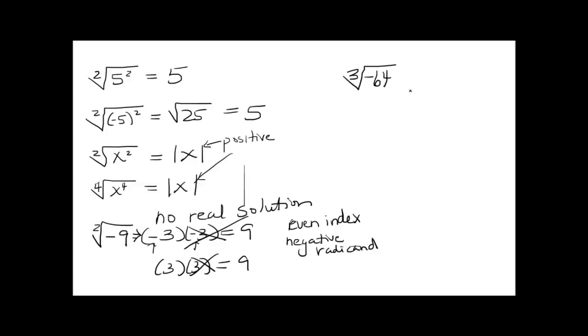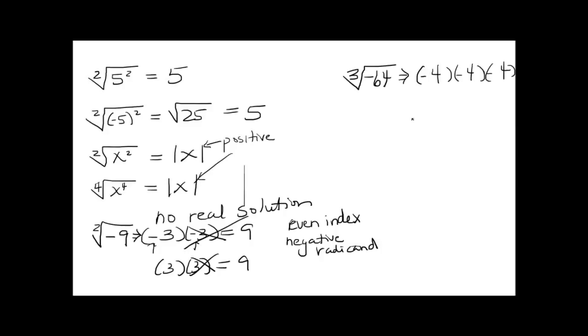But when it's odd, like a cube root, we don't have that problem, because if you multiply 3 negatives together, you can in fact get a negative. So what number can you multiply times itself 3 times to give you -64? That would be -4 times -4 times -4.